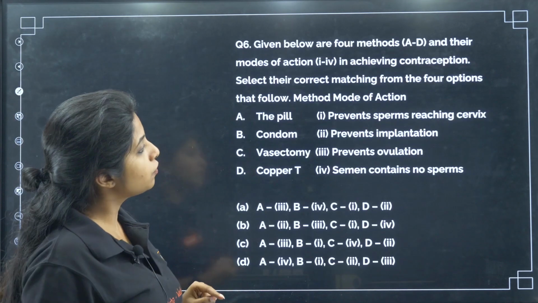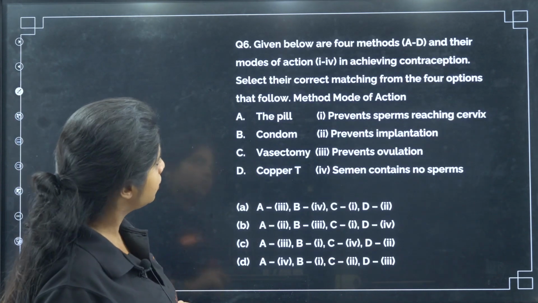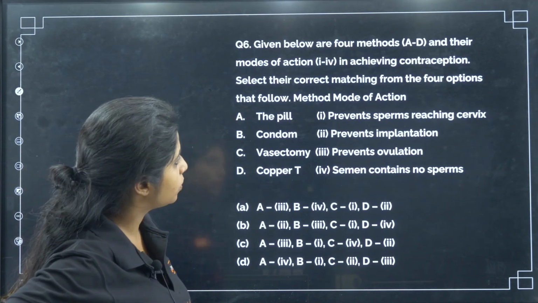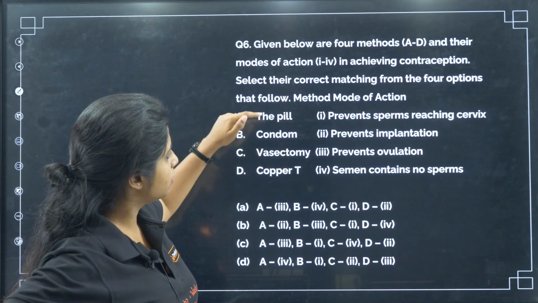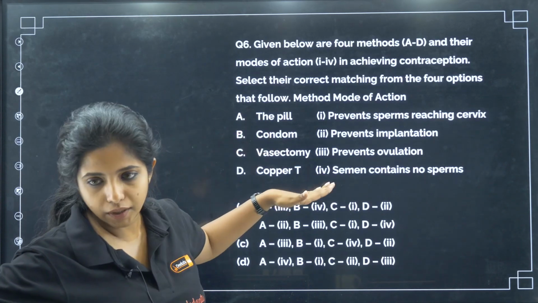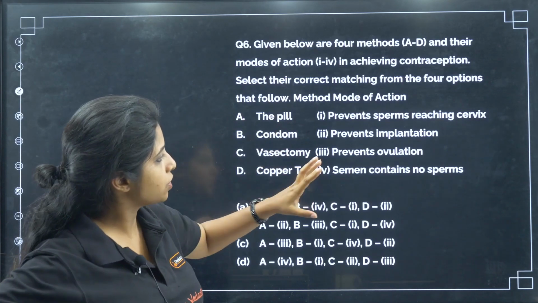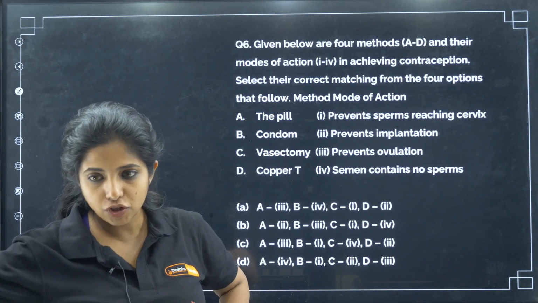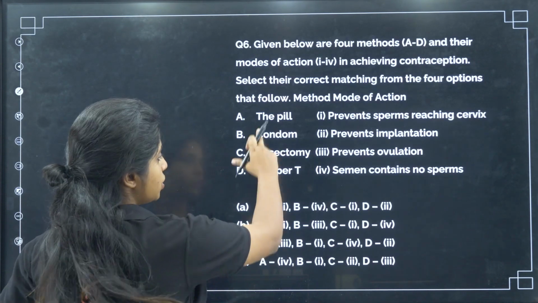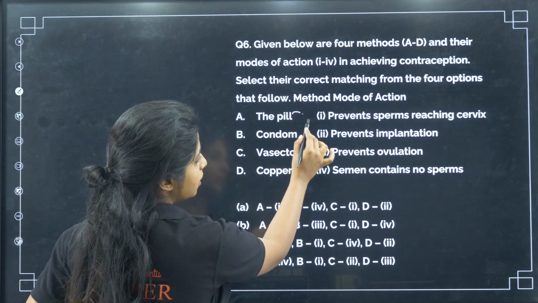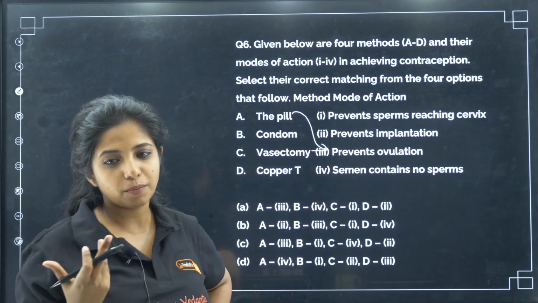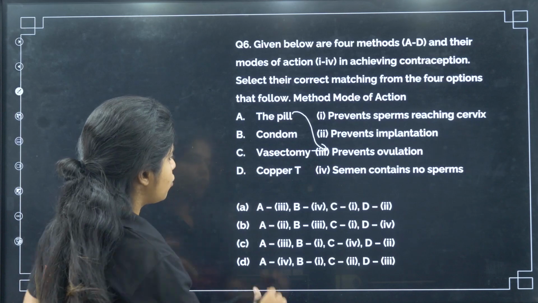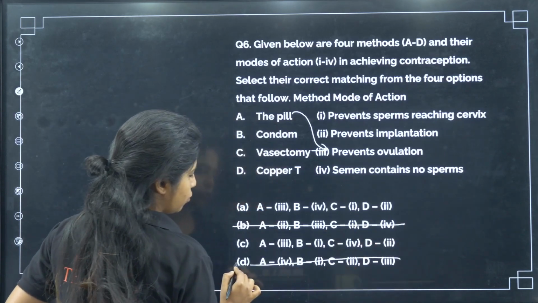Next, given below are 4 methods and their modes of action in achieving contraception. Select the correct matching from the 4 options that follow. The pill, condom, vasectomy, and copper T. The pill, which is hormonal, my dear children, I don't see any hormonal option over here, so I can directly say it prevents ovulation. It's the hormones that prevent ovulation. So A goes with 3. I have 2 options, so I can cut off the other 2 options.